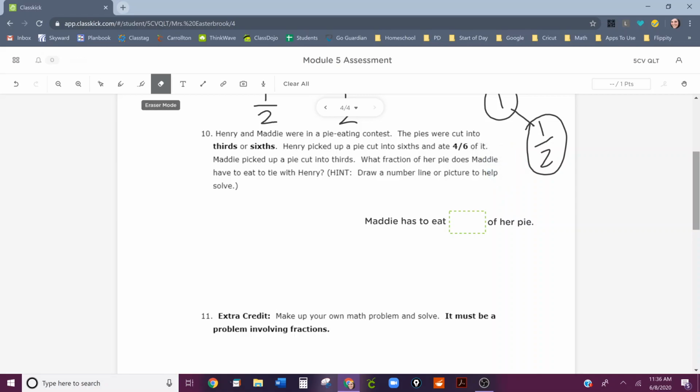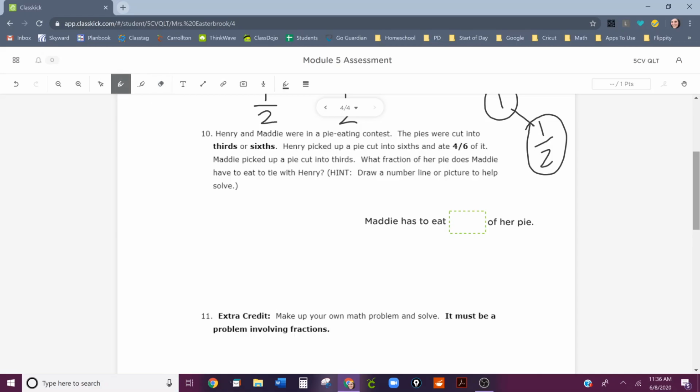Henry and Maddie were in a pie eating contest. The pies were cut into thirds or sixths. Henry picked up a pie cut into sixths and ate 4/6 of it. Maddie picked up a pie cut into thirds. What fraction of her pie does Maddie have to eat to tie with Henry? Hint, draw a number line or picture to help and solve.